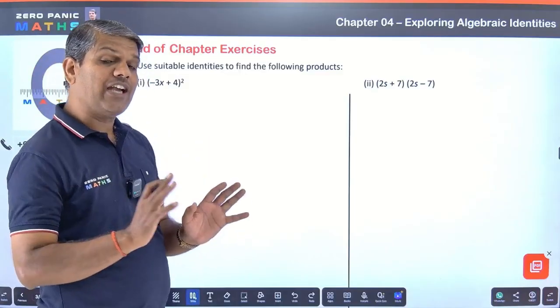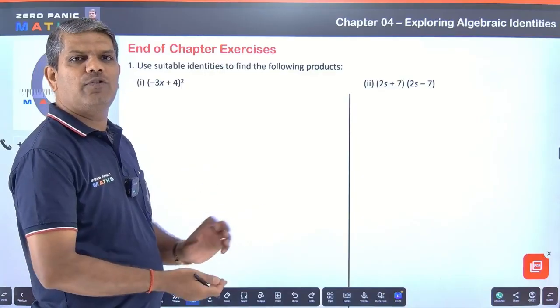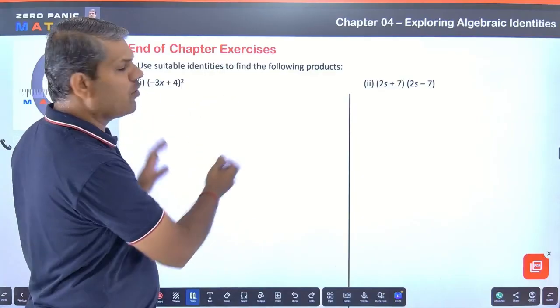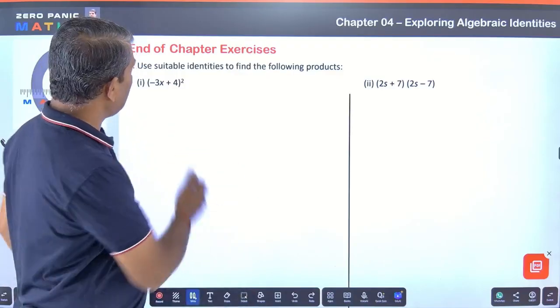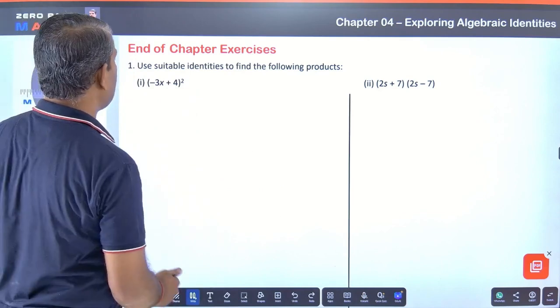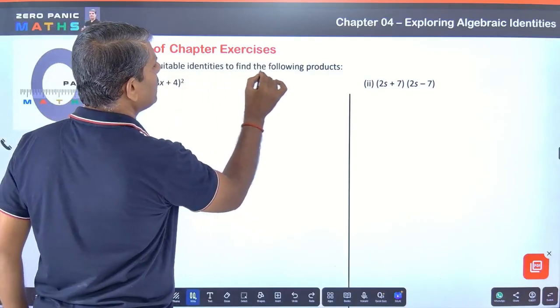Okay, now to start with end of chapter exercises, because it covers all the kinds of identities that we have studied in our chapter, you have to go through all the identities once again and then start with the end of chapter exercises.